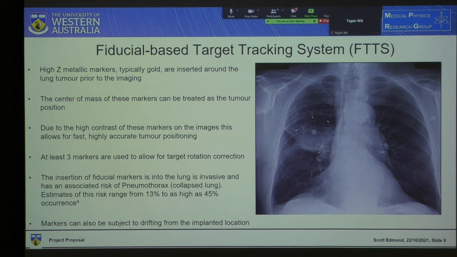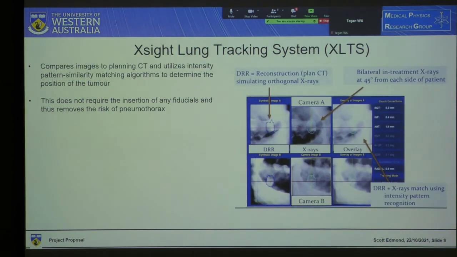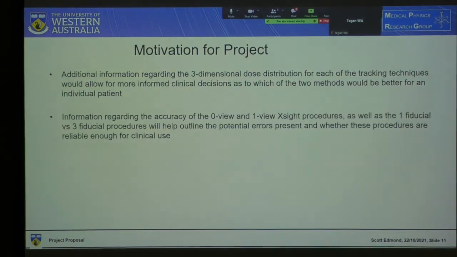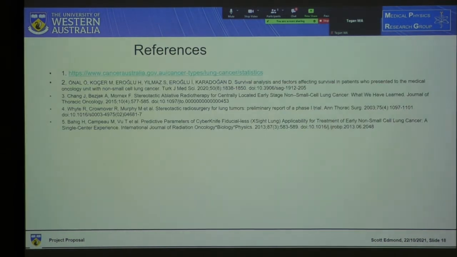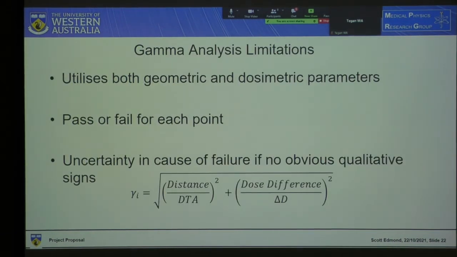You mentioned you're using the gamma analysis. Is that the only metric, or is there any big downside to that? The biggest downside for the gamma analysis is that it utilizes both geometric and dosimetric parameters to qualify a pass or a fail. But using just the gamma analysis pass or fail, there's no way to tell which one of those metrics is failing.